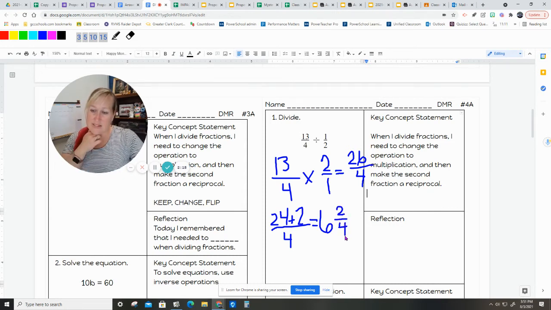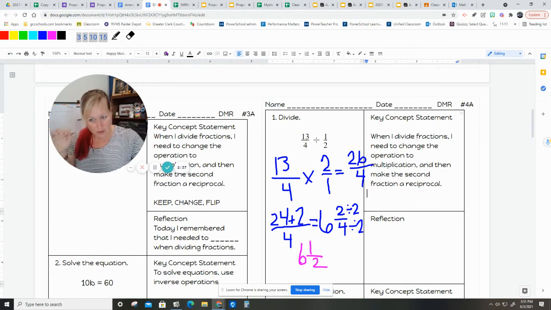4. Am I done? That's a better answer than this one, but it's not the best, because I can still simplify or reduce this by dividing the top by 2 and the bottom by 2. So our final answer will be 6 and 1/2.